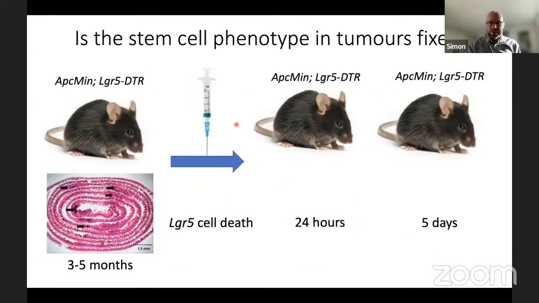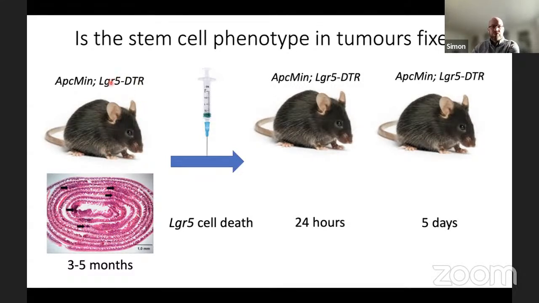So the next question we really needed to ask was, is this stem cell phenotype in tumors fixed? And to do that, we took this really cool model here. This is an APC min tumor. So this is the mouse model of FAP, which, as you know, produces many adenomatous polyps throughout predominantly the small bowel.